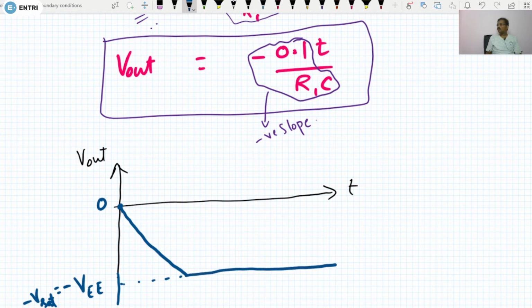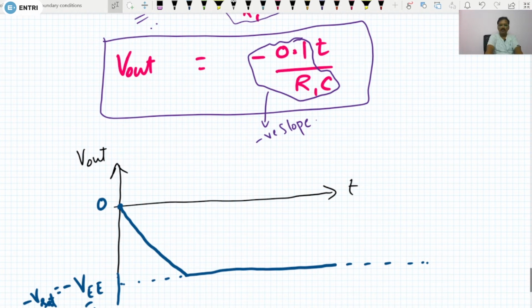It cannot go up to minus infinity, yes or no? So it will go up to minus V sat. After that, it will stay at minus V sat. It continues to stay at minus V sat, that is minus VEE, right? Okay.